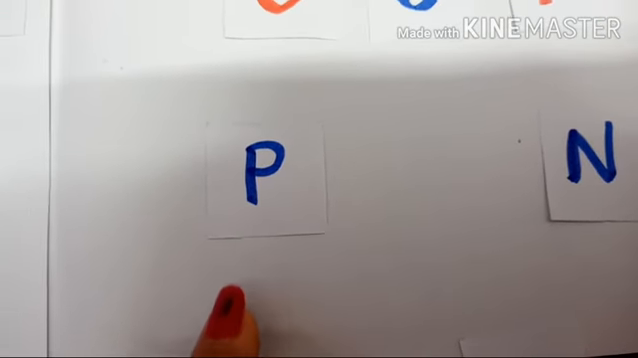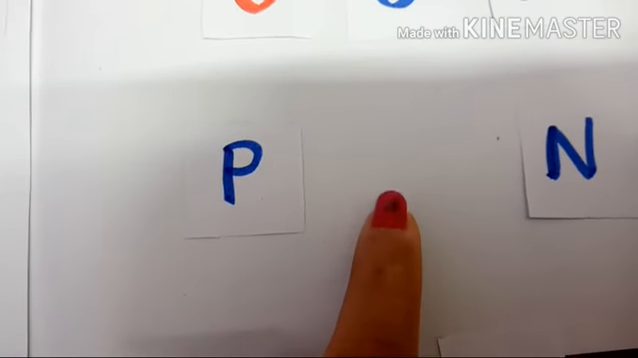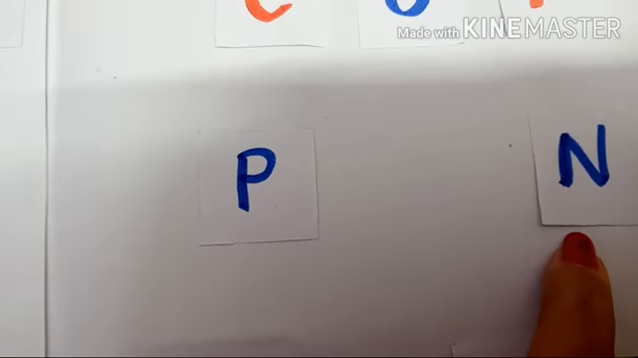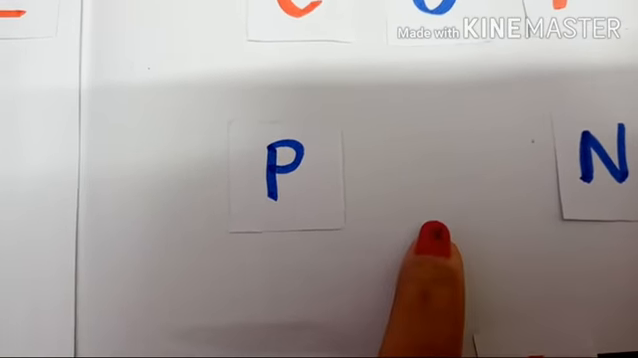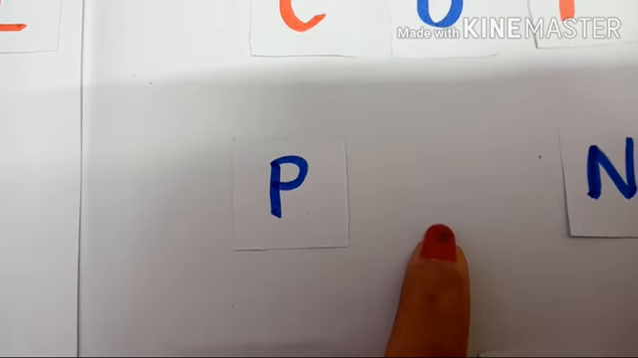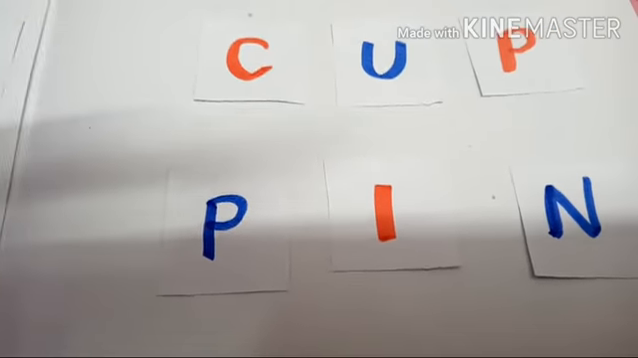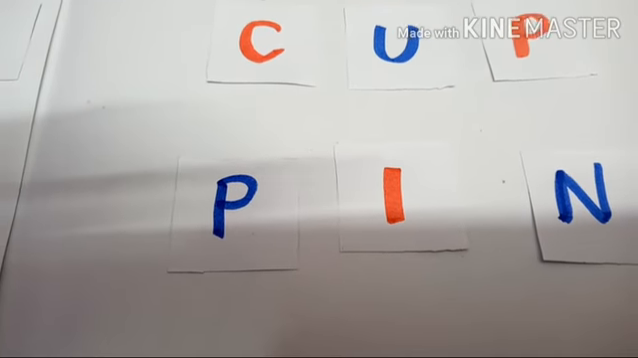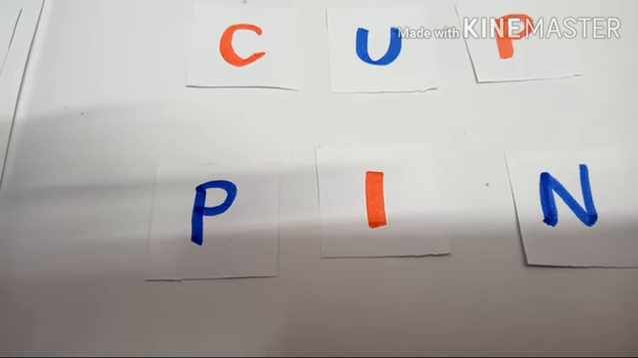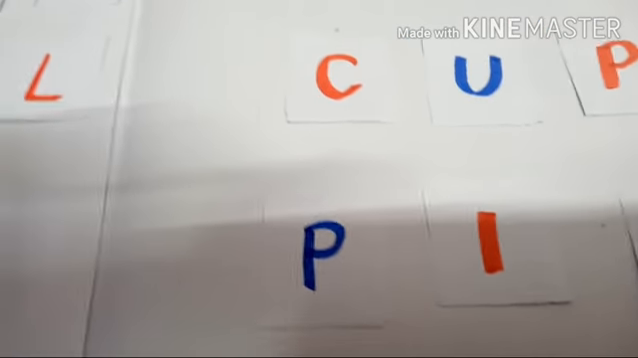Next one is P dash N. Now quickly tell me which letter is missing here. Come on fast. Which letter should be here? Here should be letter I. Now the word is completed. Now read it aloud. P I N, pin.